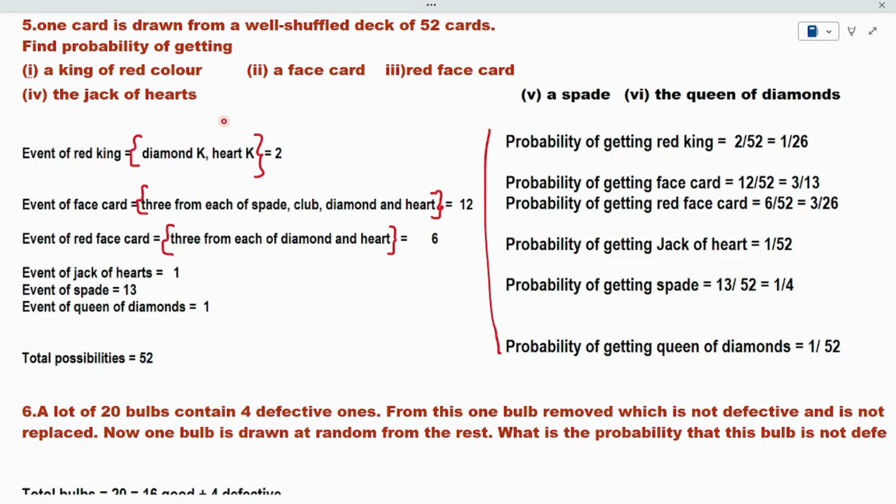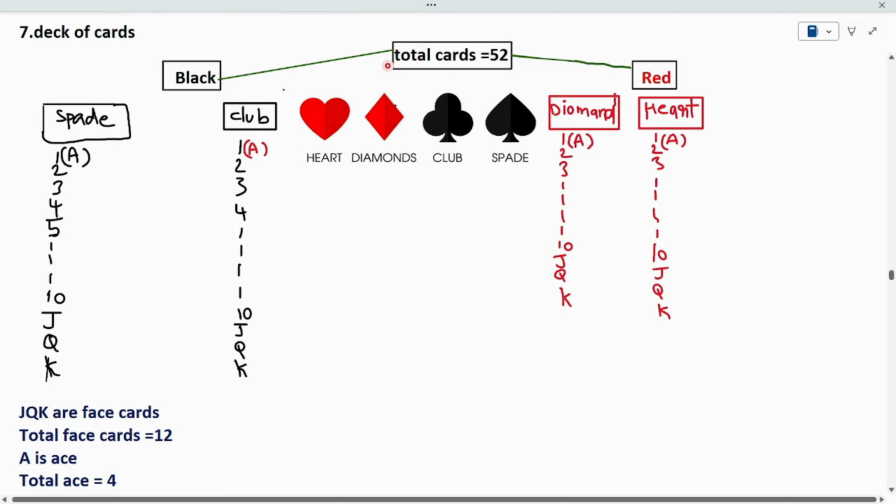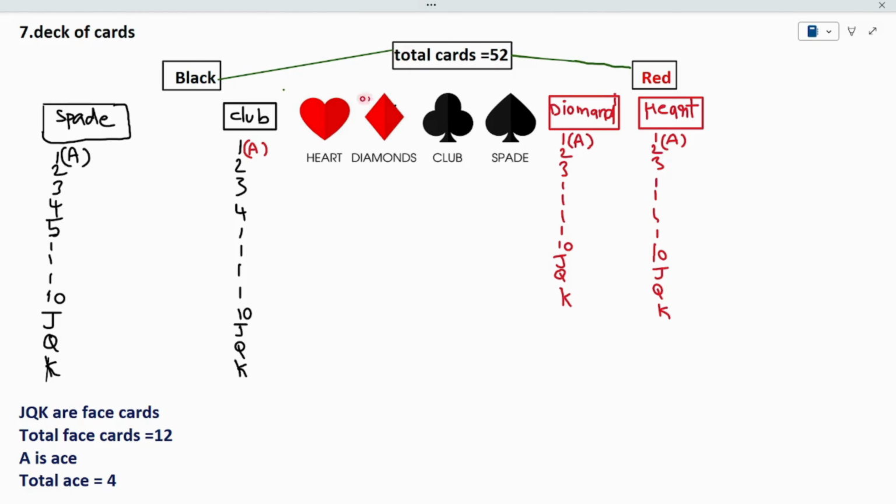Before going to solve this problem, we need to know some points regarding the deck of cards. We'll discuss one by one. Total cards in the deck is 52. These 52 cards are in two colors. Half of them are black and half of them are red. The black cards are again two types, spades and clubs. Red cards are again two types, diamonds and hearts. See here, heart, diamond, club. This is the symbol of the cards.